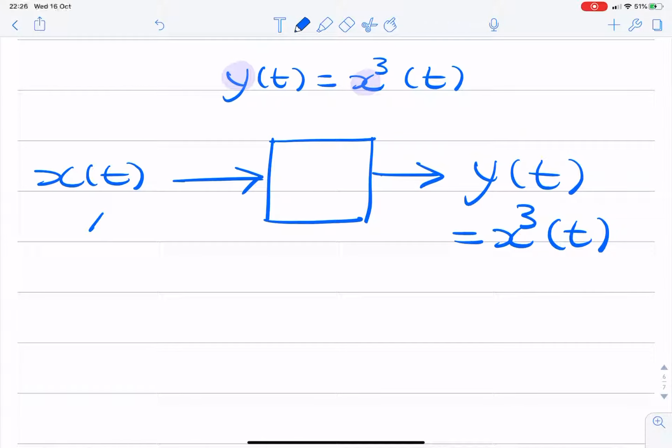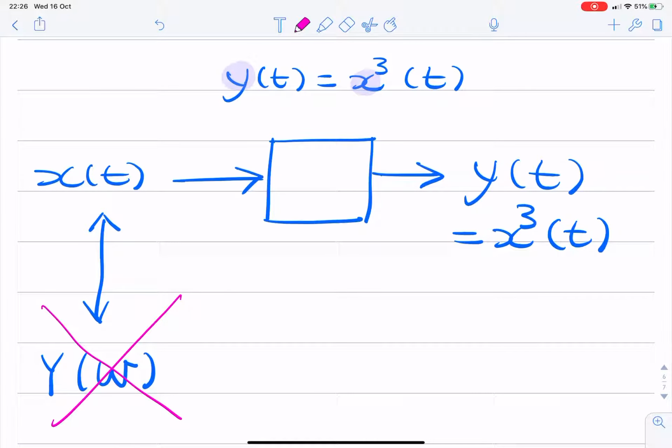And the question isn't asking us to find x in the frequency domain. We don't need to find that. The question is asking us to find y in the frequency domain. So the first step is to find y in the time domain.